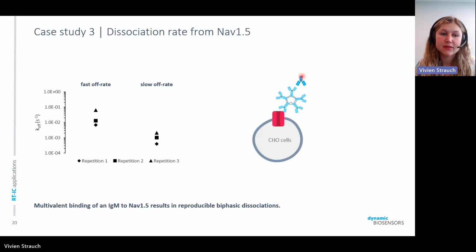We repeated these dissociation measurements to show the reproducibility, and you can see that even with the secondary labeling strategy, you see very reproducible results of this biphasic dissociation.